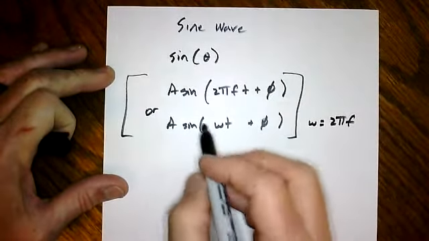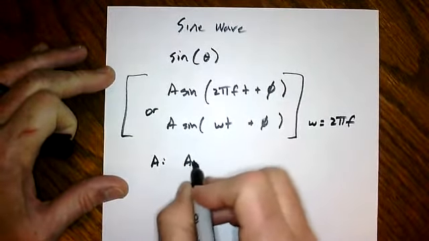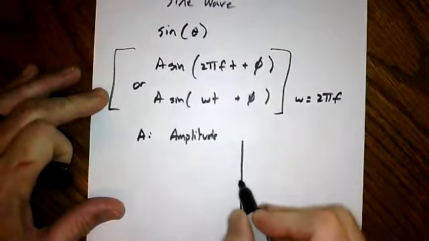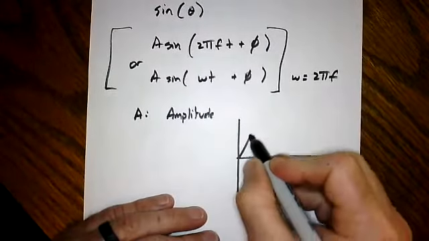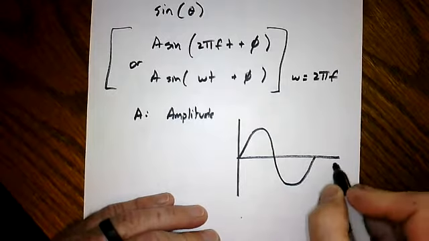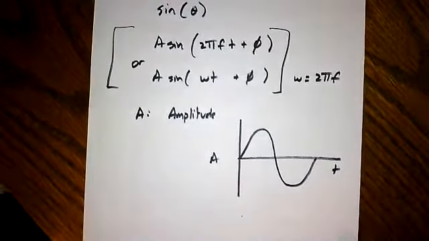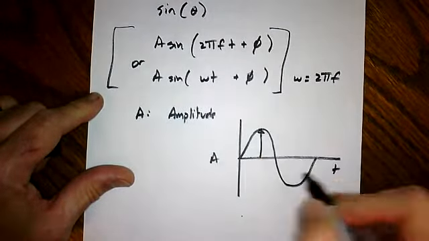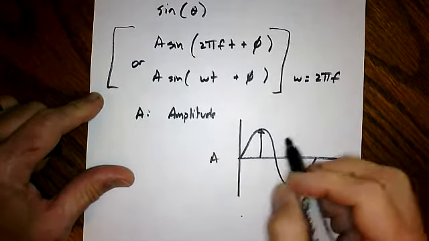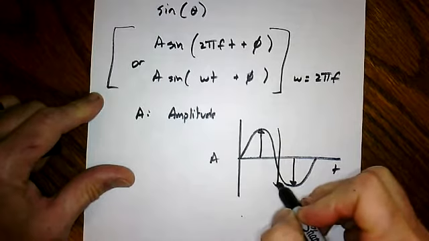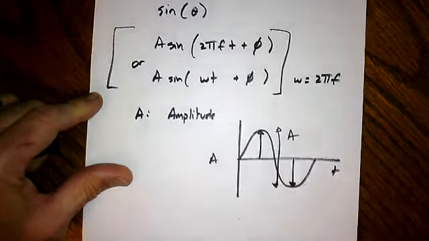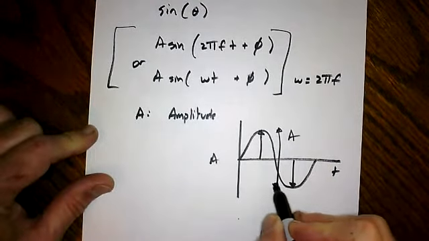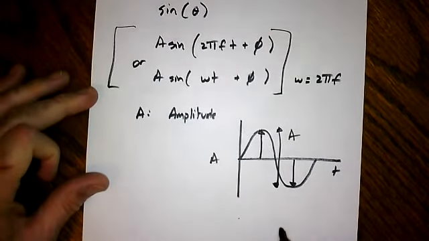All right, let's go through each of these. So A is the amplitude of a sine wave. All right, let me draw a sine wave here. Very symmetrical sine wave. This is time down here, and this is amplitude over here. What we're looking at here is the maximum amplitude here and the minimum amplitude here, and that full range is A, the amplitude of a sine wave.